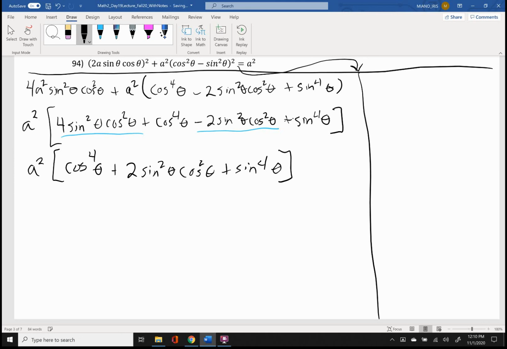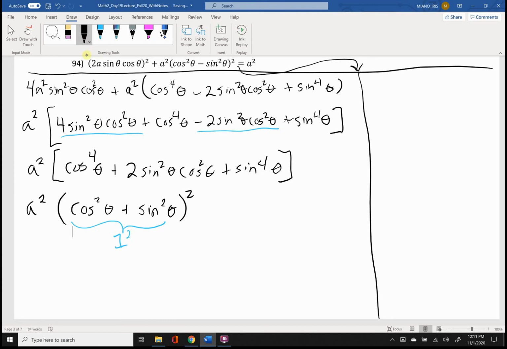So if you know your perfect square trinomials here, you will recognize that this can be factored into a perfect square trinomial of, check this out, cosine squared theta plus sine squared theta, squared. But what's the value of this thing inside? Well, hold on, let me use this blue. The value of this inside, according to the Pythagorean identity, is a 1. And a 1 squared is still just 1.